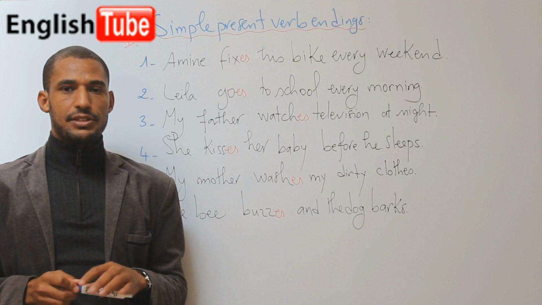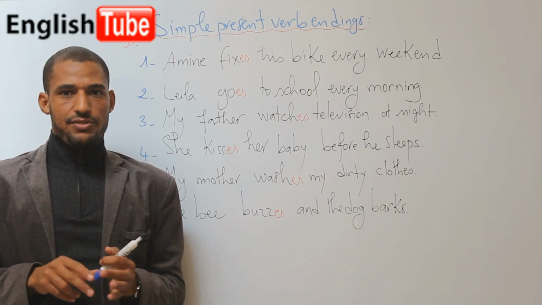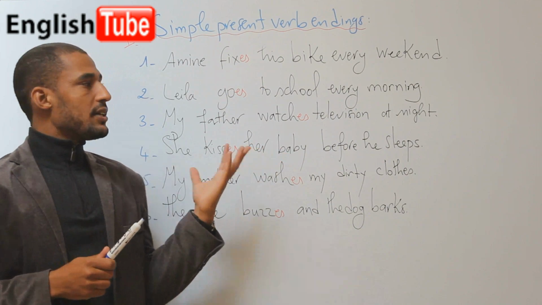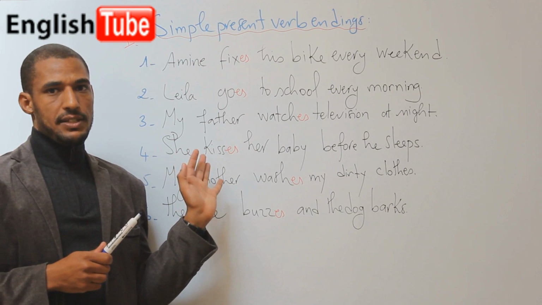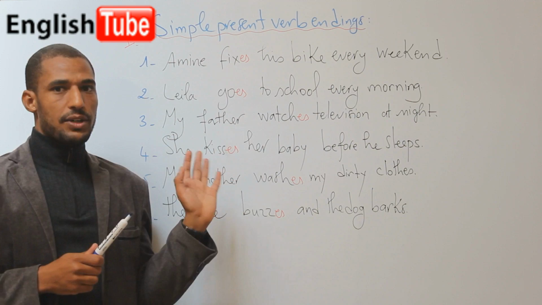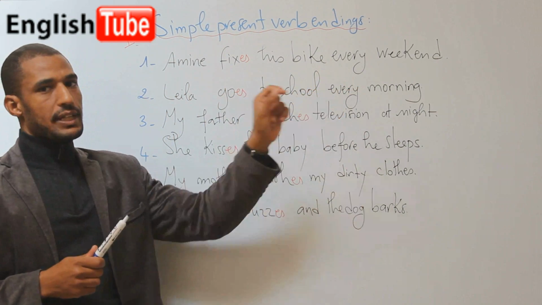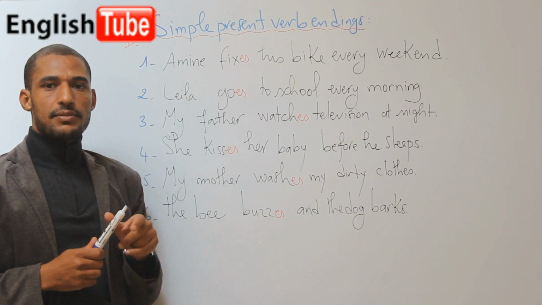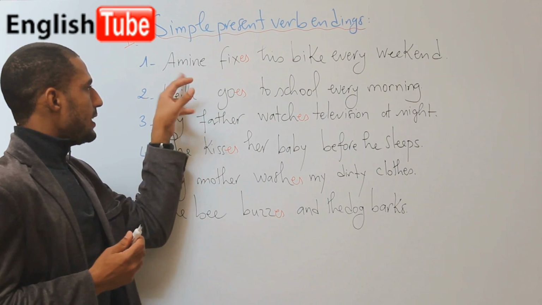So, first of all, we should notice here that the addition of S or ES or IES at the end of a verb in simple present has two basic conditions. The first one is that the subject, if we notice the following sentences that we have here, is either she, he, or it. As you can see here, Amin fixes his bike every weekend. The subject of the sentence is Amin, so the equivalent personal pronoun is he.